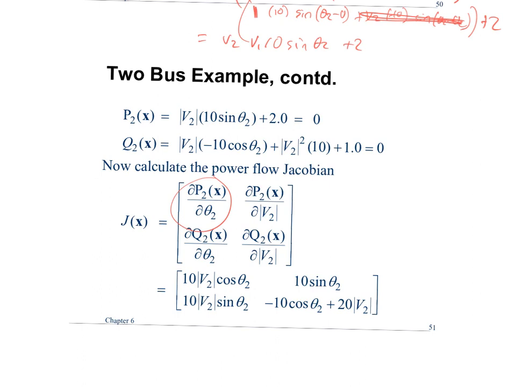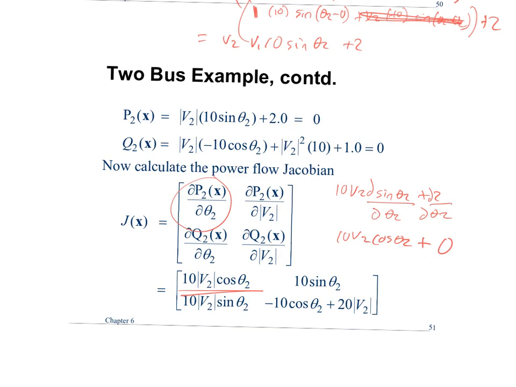this becomes 10 V2 times the sine of theta 2 plus 2, right? I just reworked it a little bit. This is the one that is with respect to theta 2. And this is the one with respect to theta 2, right? Just rework the terms. So this becomes 10 V2. What's the derivative of sine with respect to theta 2? It is the positive cosine. What's the partial derivative of a constant with respect to a variable? 0. So 10 V2 cosine theta 2.